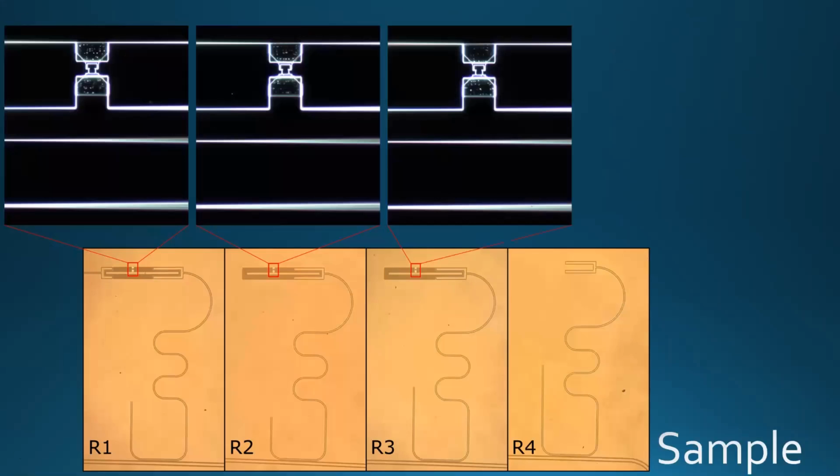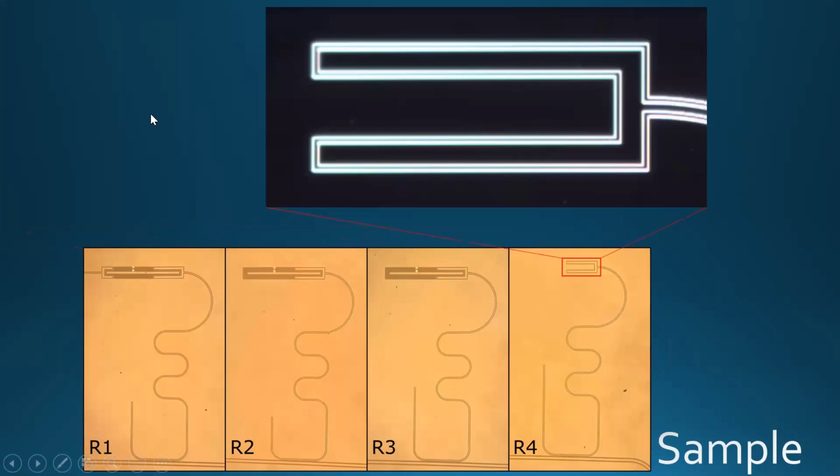So here are the photos of the qubits. On the bottom it's like a big capacitance, and here's a photo of the resonator without a qubit.